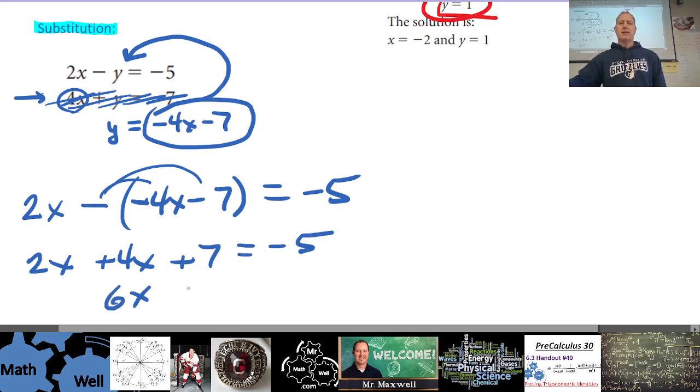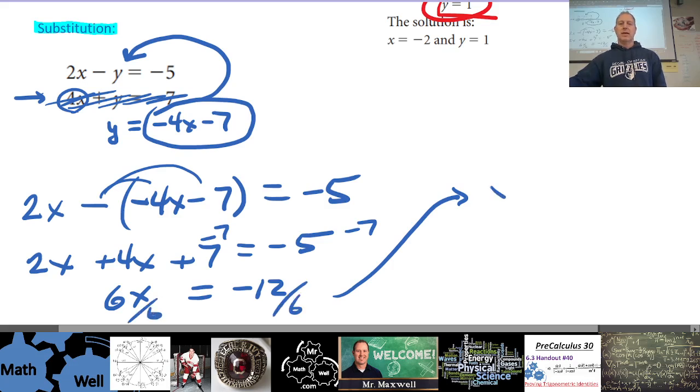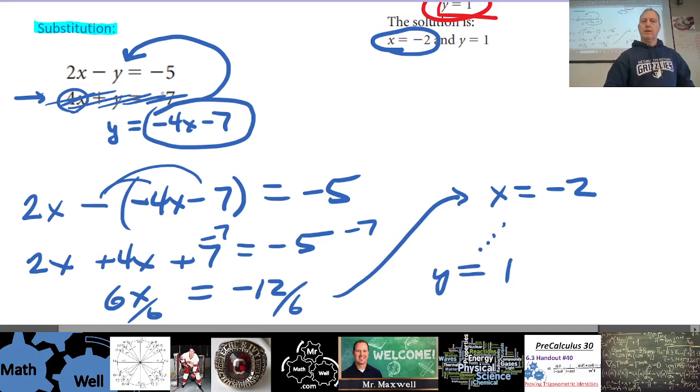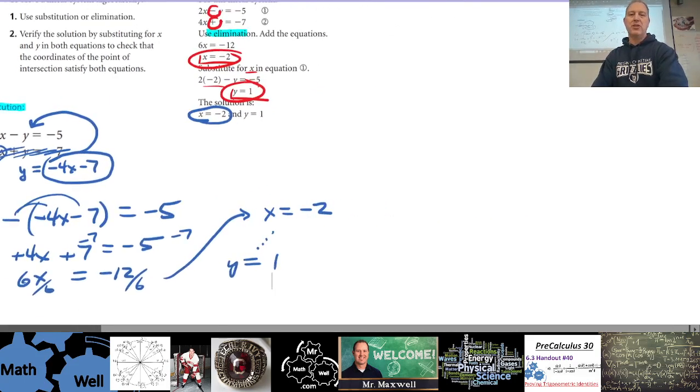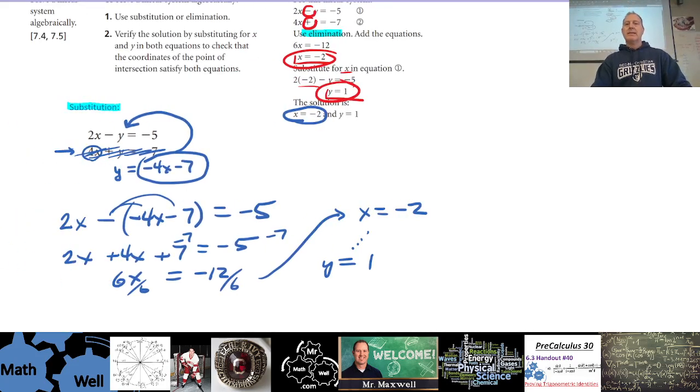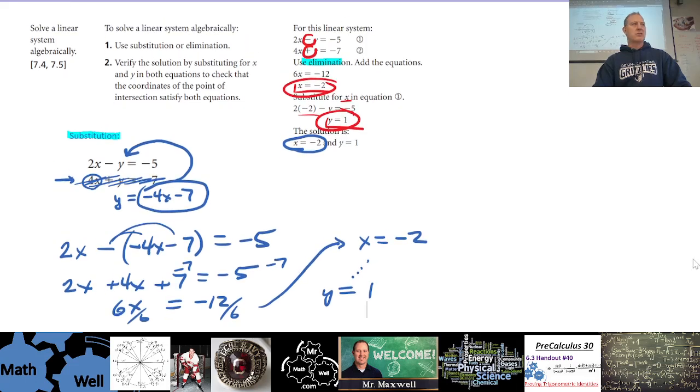So this becomes 6x, and I'm going to subtract 7 from both sides. So that's negative 5 minus 7 is negative 12. You divide both sides by 6, you get x equals negative 2, which is what we got there. Substitute back in, you should get y equals 1. Okay? So again, that's just a quick run through for the substitution. All right, questions about substitution or elimination methods there? Any questions?